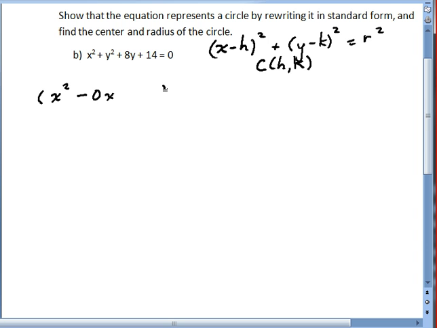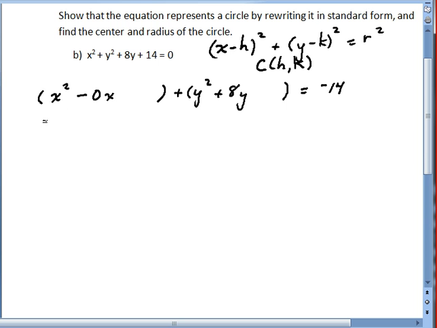I leave space for completing the square, then group my y squared with my y term, leave space again, and I'm going to subtract 14 from both sides so that the right-hand side would equal negative 14.